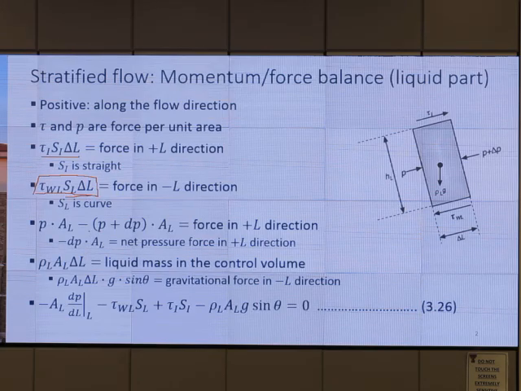Okay. Now we have to find another force. Force in the positive direction is positive. Force in the negative direction is negative. So P times AL, this term is positive, right? Plus. P plus dP multiplied by AL, this term is minus because it's in the negative direction. Add them together, we get the net force in the plus L direction. Correct? So net force is minus dP multiplied by AL. That is the net force due to pressure.